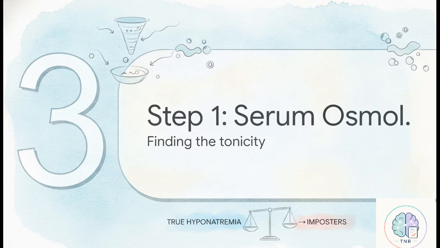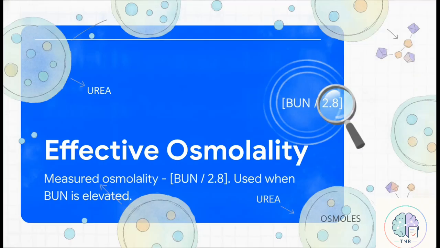Section 3 dives into Step 1 of our framework, serum osmolality. This is where we separate true hyponatremia from the fakes. The absolutely crucial point here is that we have to calculate the effective serum osmolality, or tonicity. We do this by correcting for elevated blood urea nitrogen. Why? Because urea is an ineffective osmol. It just crosses cell membranes freely and doesn't pull water with it to affect cell volume.